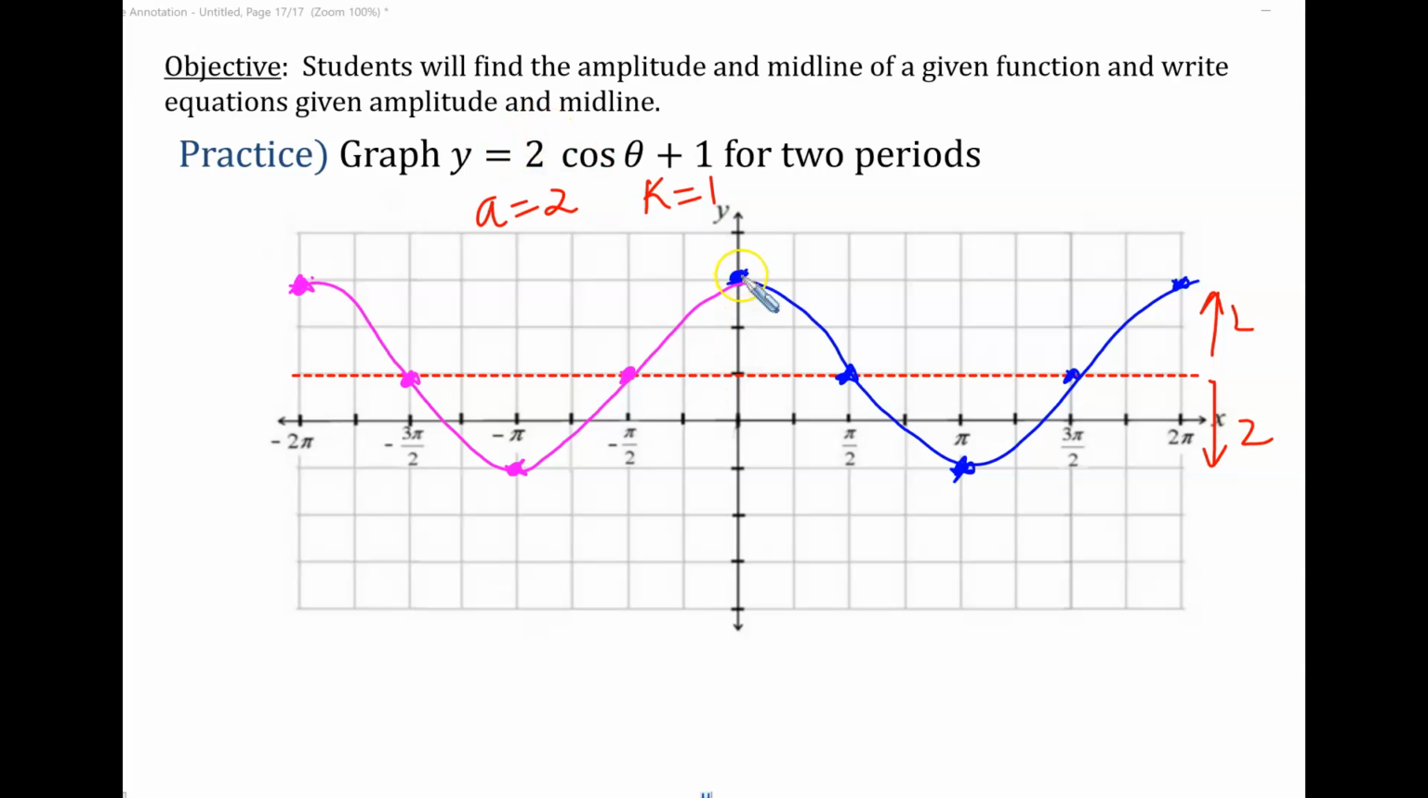So you would start at the maximum, go to the midline, go down 2 to the minimum, and then go back to the midline, and then go up 2 to the maximum, and then you repeat on the other side.